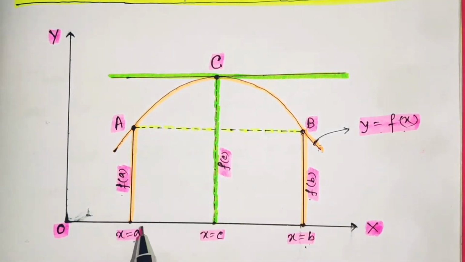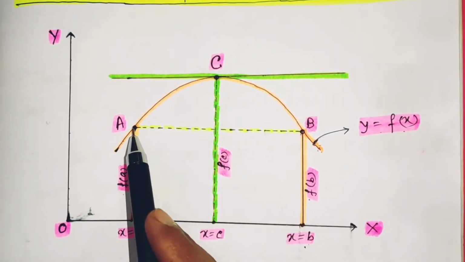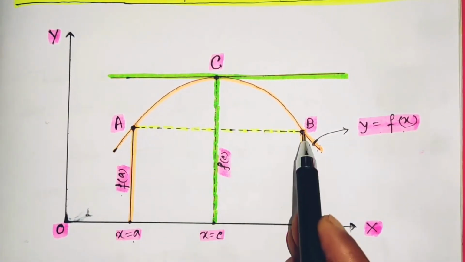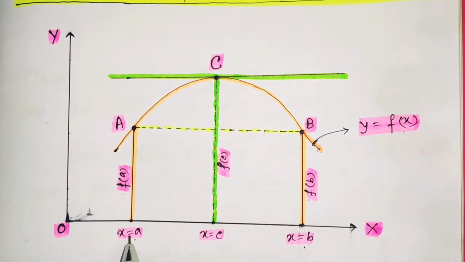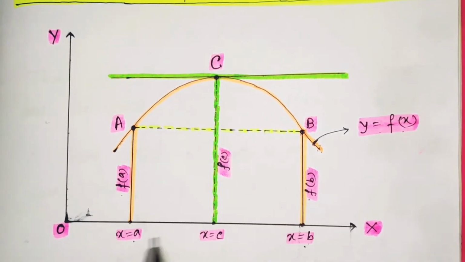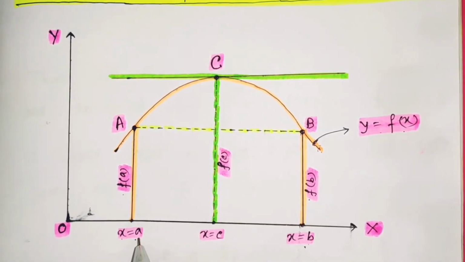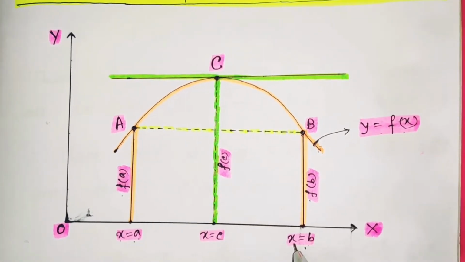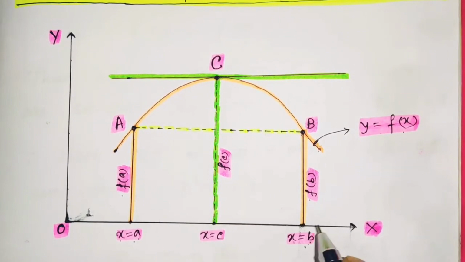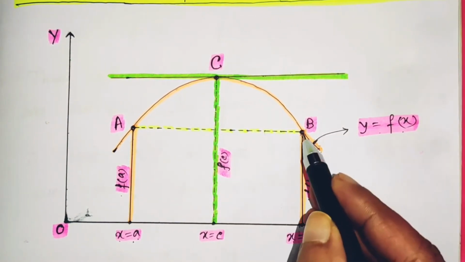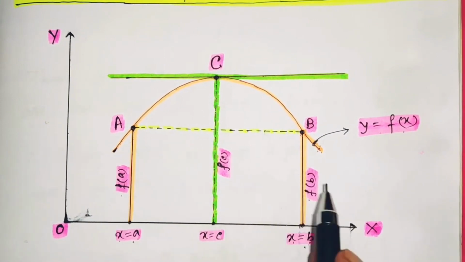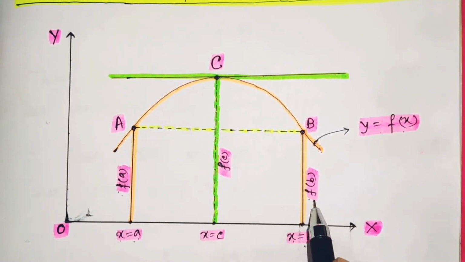And one more condition is what? Suppose a is the starting point and b is the end point. That means this is the given range basically. At the point x equals a, the functional value f(a) is this one. And similarly, at the point x equals b, the functional value f(b) is this one. So these two values should be the same. f(a) should be equal to f(b).